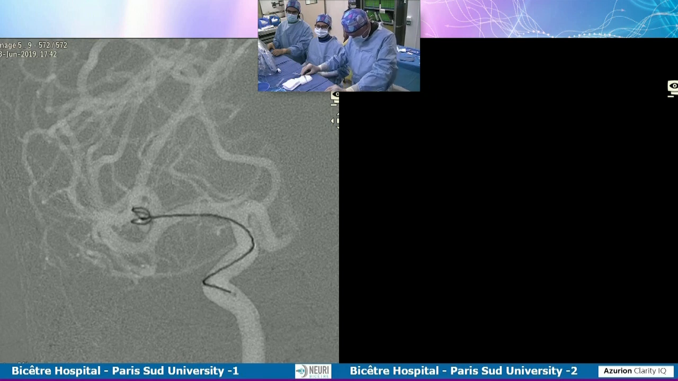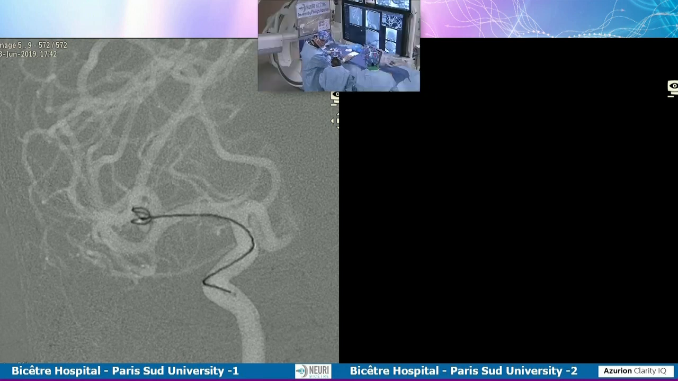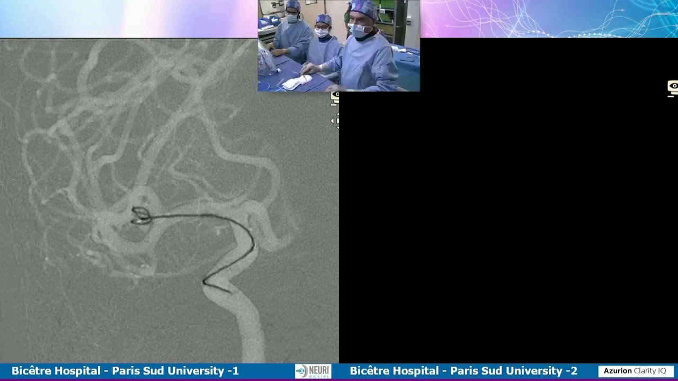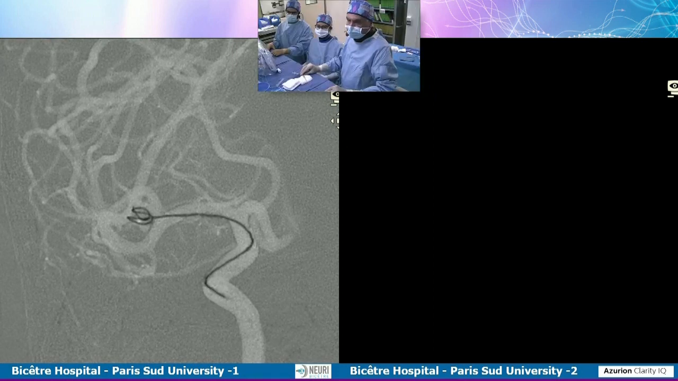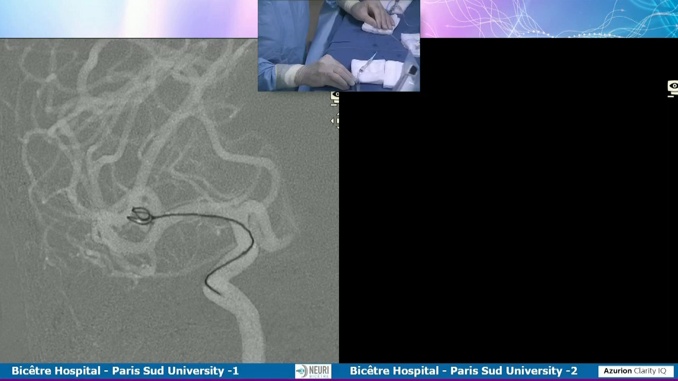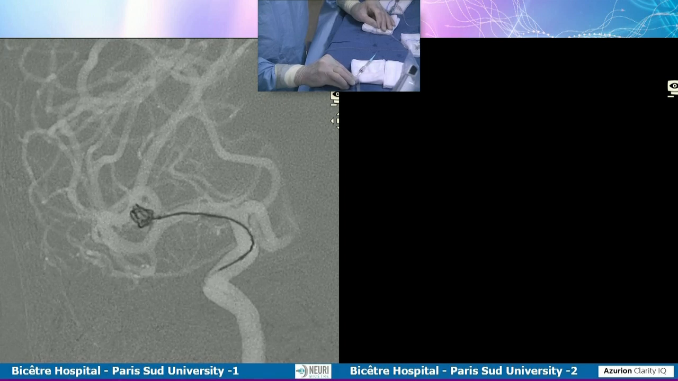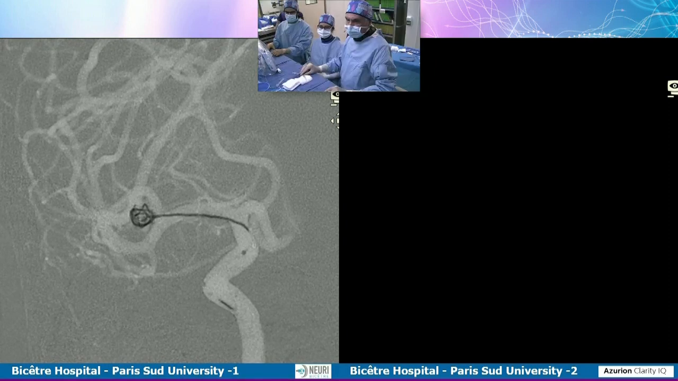So it is a 17 Phenom from Medtronic, and they deploy an Axium 4 in diameter by 8. They will not try to have a complete occlusion of the aneurysm, but before they shut the door here, it's better to place some coils. Of course, they will not touch the small aneurysm.